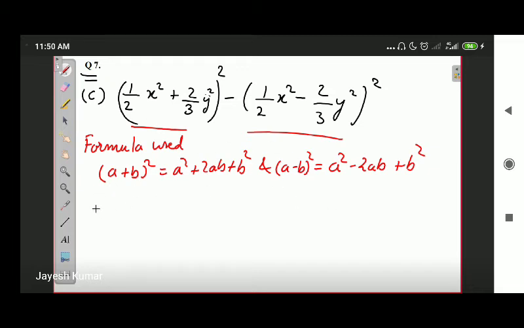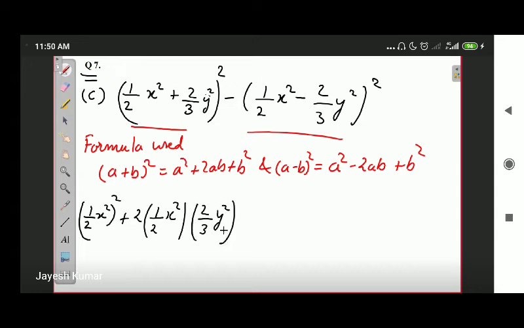So the first part will be 1 upon 2. Let me use a different pen. First part will be (1 upon 2 x square) whole square, this is a, plus 2 into a, that is 1 upon 2 x square, and b, that is 2 upon 3 y square, plus b square, that is (2 upon 3 y square) whole square.